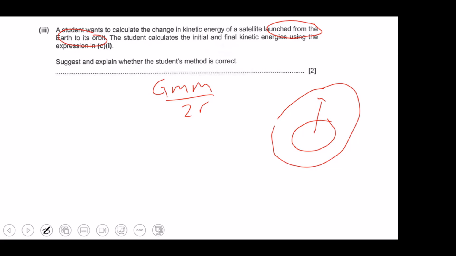C3. The part 3, of course, is the harder part. A student wants to calculate the change in KE when a satellite is launched from Earth to its orbit. This student actually used the formula in C part 1, so you are asked to explain whether the student's method is correct or not. So your formula is GMm over 2R. The question here is that the satellite was launched from Earth to a certain orbit, and with reference to GMm over 2R, is it correct or not?